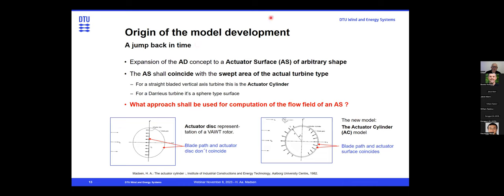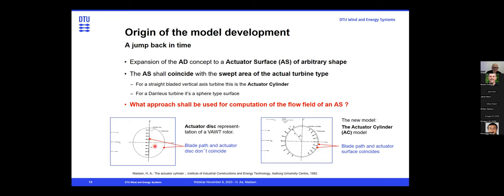And what is the origin of the model? Then we have to take a jump back in time to about 1980, and it has some relation to the expansion of this actuator disk concept to a general actuator surface of arbitrary shape. And why did this come up? Back in the 70s and 80s, we saw that the vertical axis turbines were modeled by representation of the plane actuator disk. And this clearly has some problems, as the blade forces are out here on a circular path, where the actuator disk is plane. And so the computation of the induction is performed at another position from where you have the blade path.